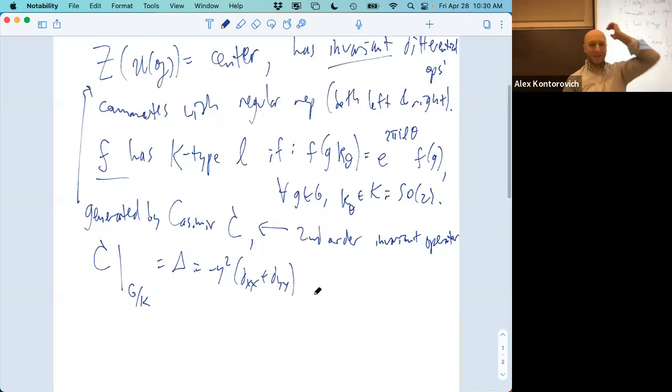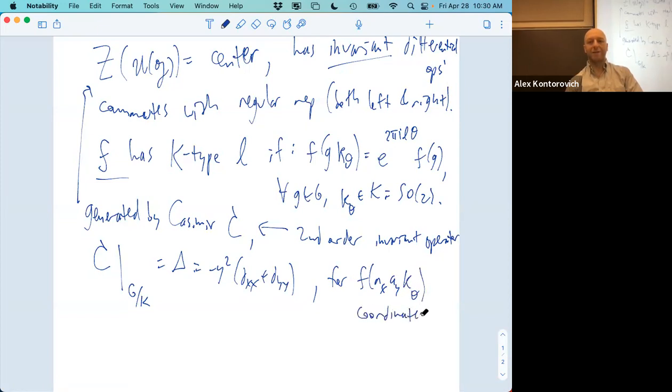I have to tell you a coordinate system. The coordinate system is the NAK coordinates, for F, N X, A Y, K theta coordinates. Right? We discussed this.